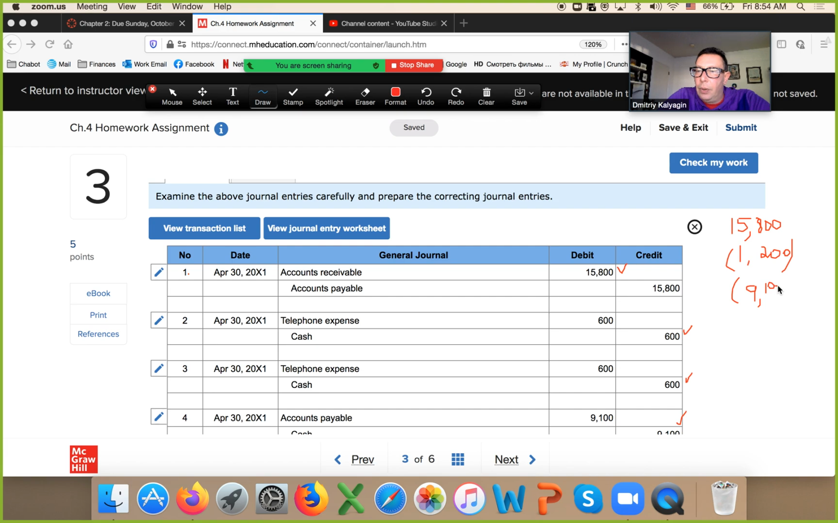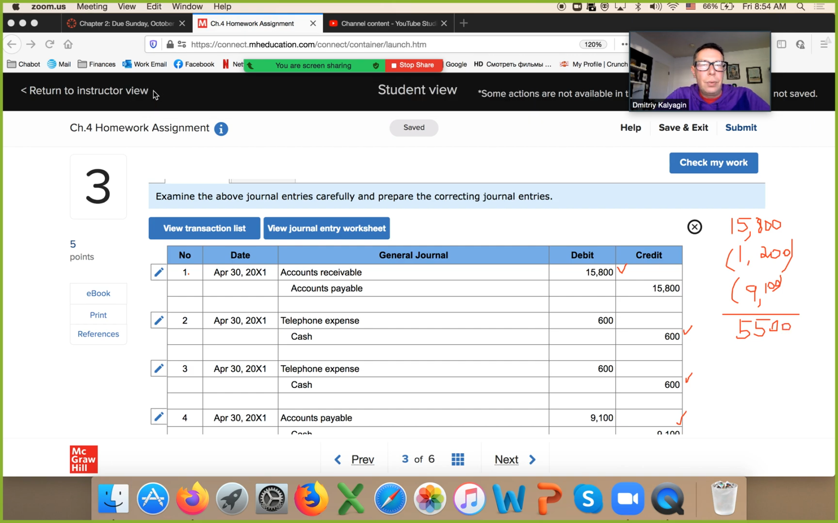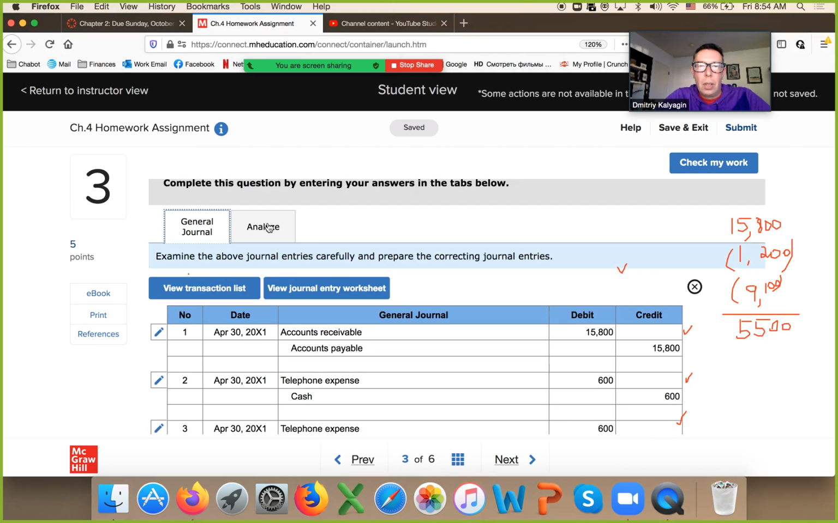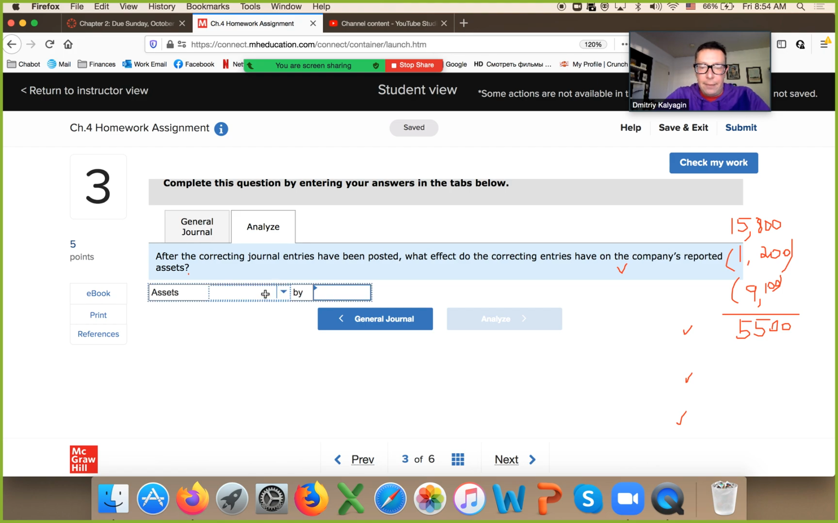So let me calculate. We've got 1 positive and 2 negative. So 15,800 minus 1,200 minus 9,100 gives me positive $5,500. And that's going to be the answer to our analyze question. Let me go to analyze right here. So our assets have increased by $5,500.